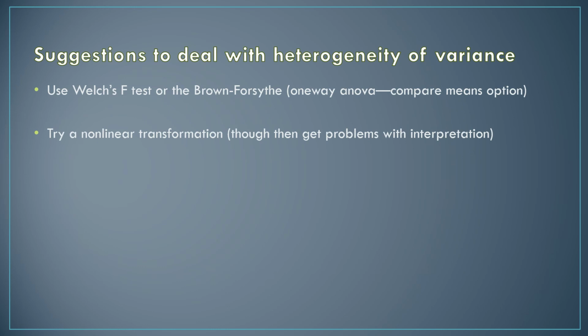If you do have a violation of the homogeneity of variance assumption, there are a couple ways that you can deal with it. You could use a specific F test that will be more stringent in accounting for this violation of homogeneity of variance, or you could try a nonlinear transformation. There are a number of those that you could use to change the distribution of your errors so that the variance is different within groups.